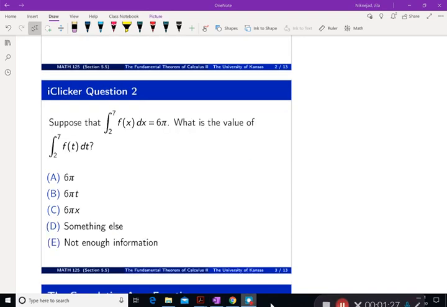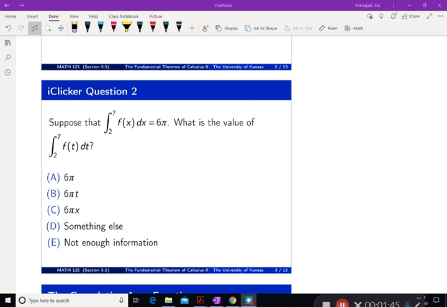I click on question 2. Suppose the integral from 2 to 7 of f of x dx is equal to 6 pi. What is the value of the integral from 2 to 7 of f of t dt? Let's pause and come back.